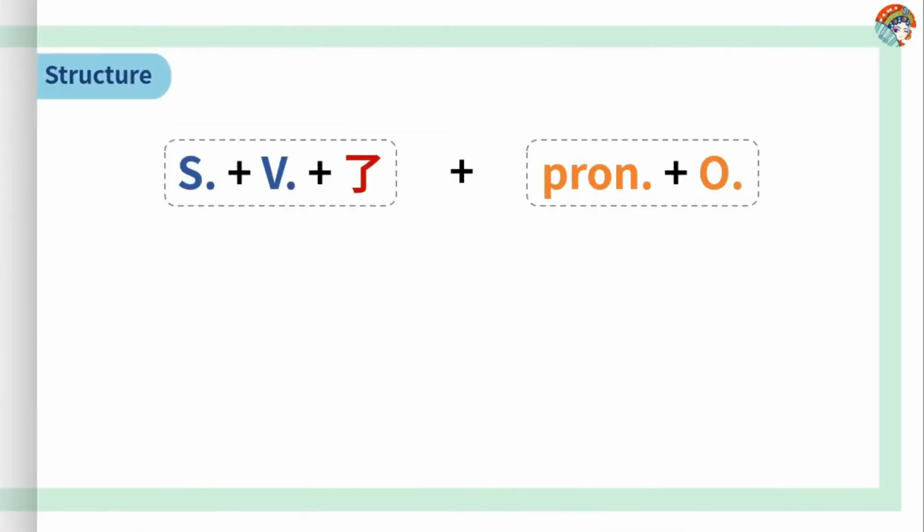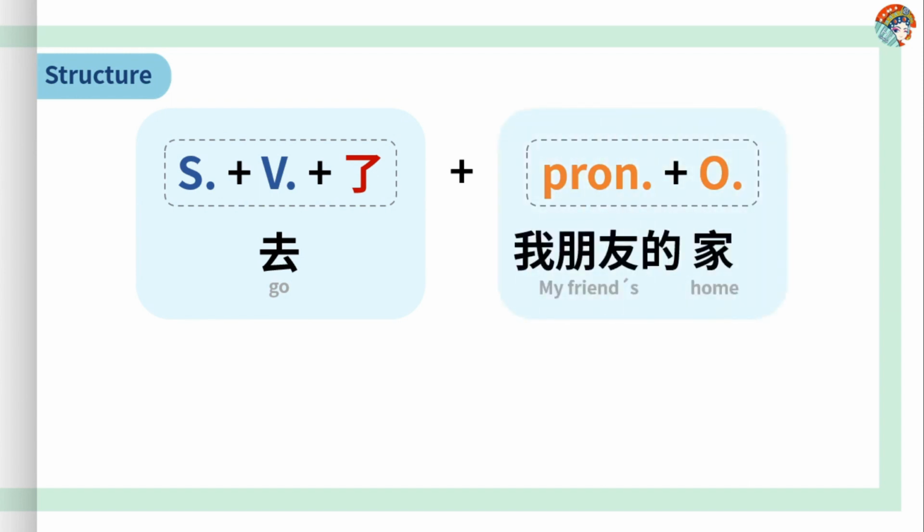Now this time, after le, we use pronoun plus object. The verb I give you here is 去, means go. So go where? The pronoun is 我朋友, means my friend. The object is 家, means home. So 去了我朋友的家 means went to my friend's home.